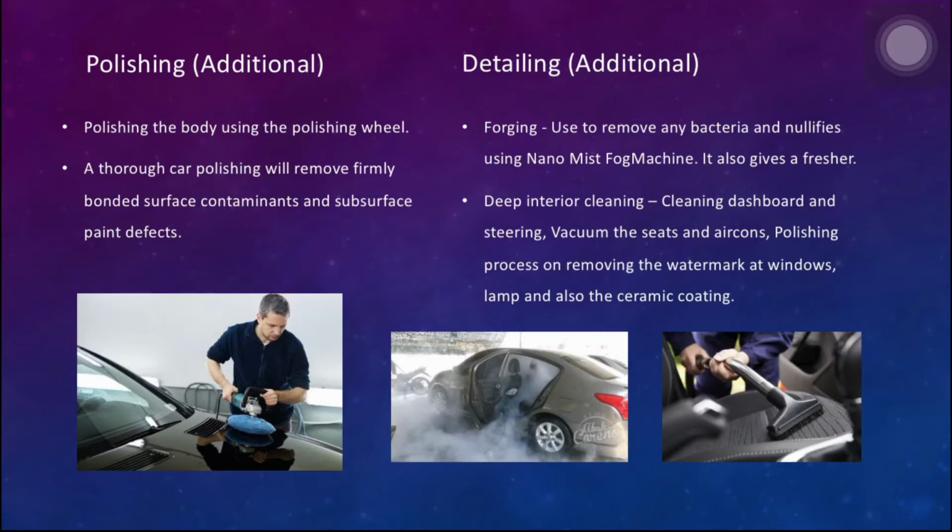The last one is detailing. The detailing process includes fogging, which is used to remove any bacteria and flies using a nanomist fog machine. It also gives a fresher smell. And then deep interior cleaning: cleaning the dashboard and steering, vacuuming the seats, and a polishing process on removing watermarks at windows, lamps, and also the ceramic coating.